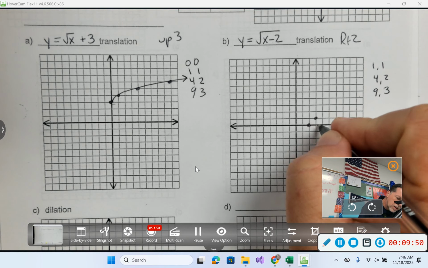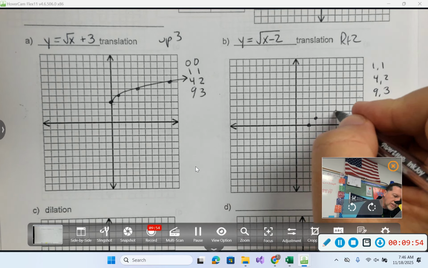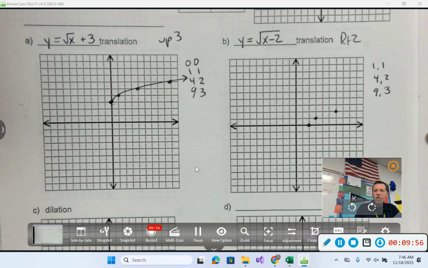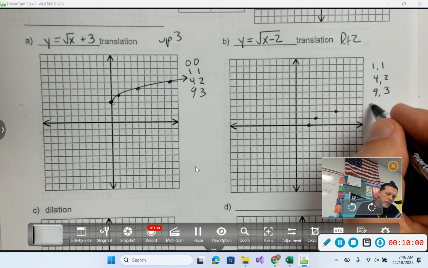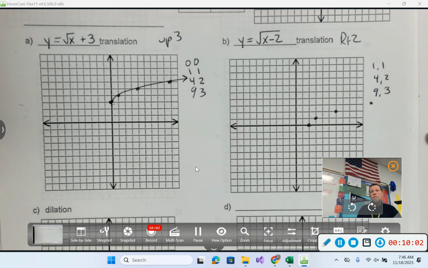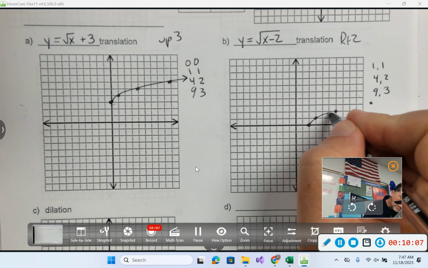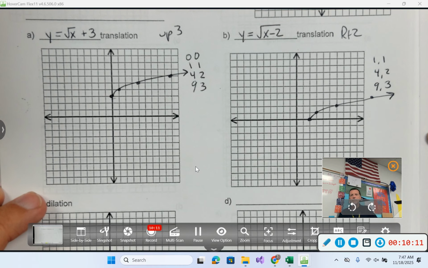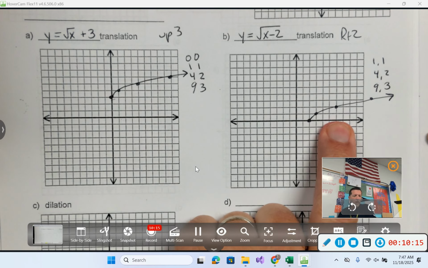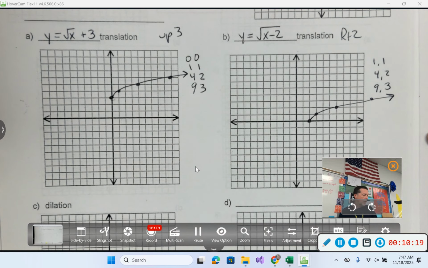1, 1. 4, 2. I think these are all like 10 by 10 graphs. So 9 would put me just off the page, so you don't have to put it on there, but an extra point maybe makes it look a little more accurate. Square root of x minus 2. So we've got the square root graph. It's been moved to the right too. Makes sense, hopefully.